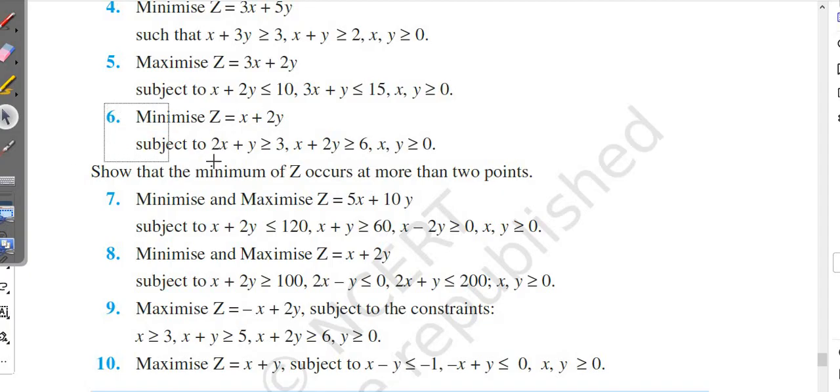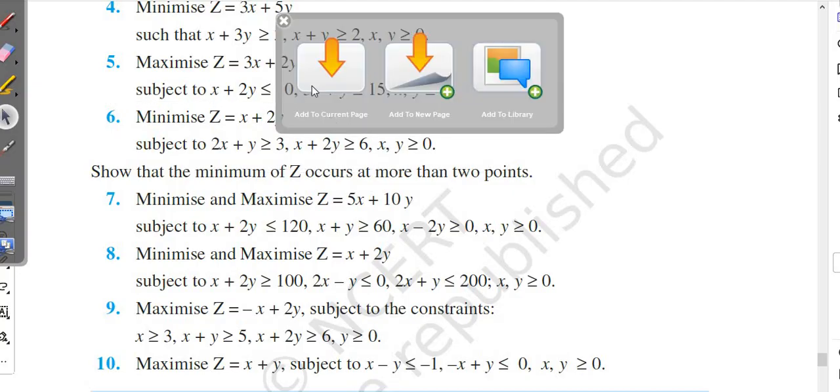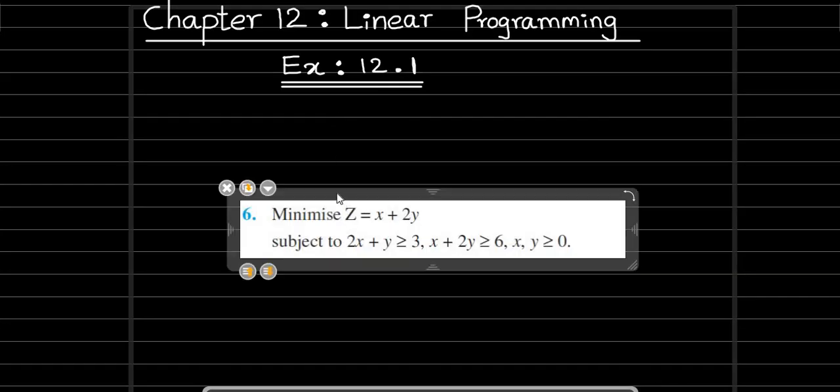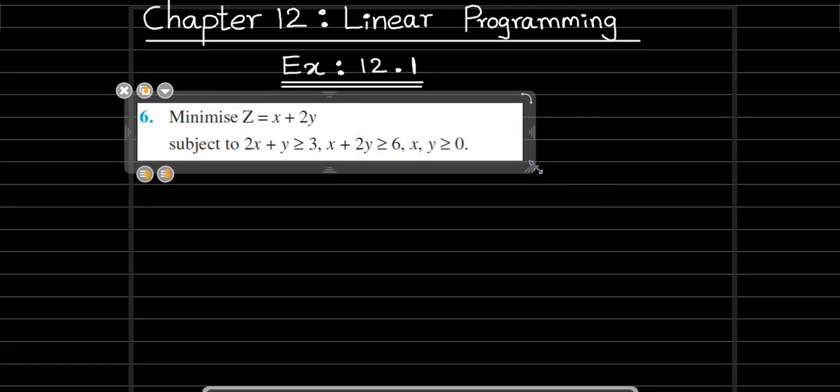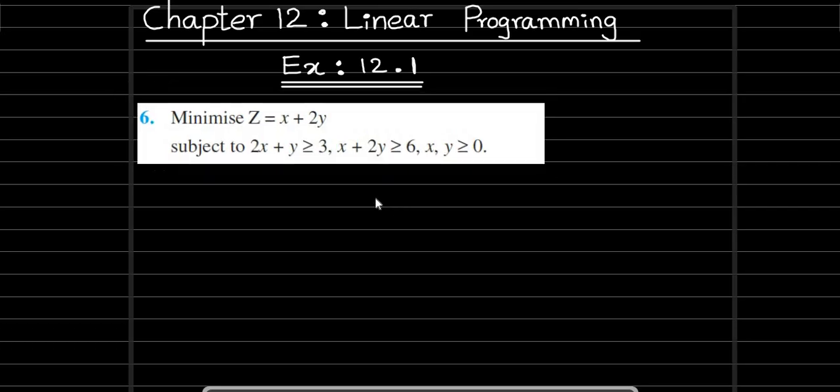What we have here is: minimize Z. What is the given Z here? X plus 2y is given, and subject to constraints, we can see the four inequalities over here. These are the constraints that we have. First, I'll tell you the process.